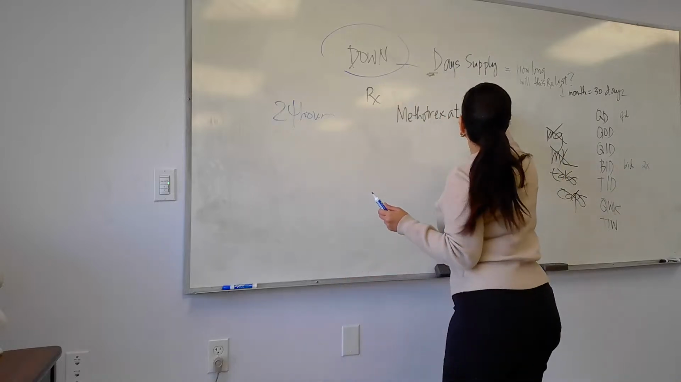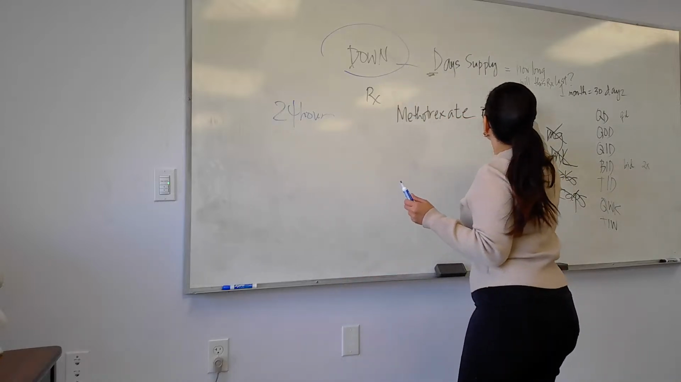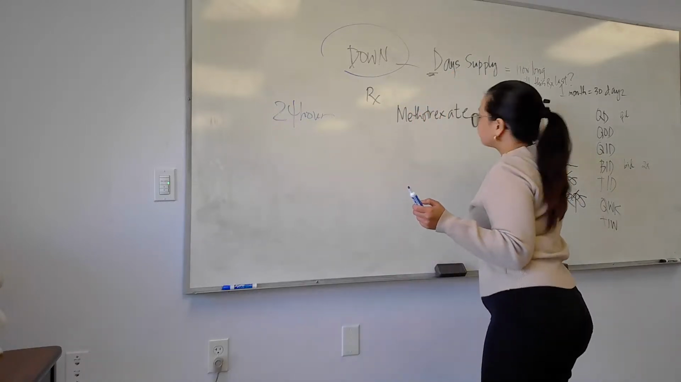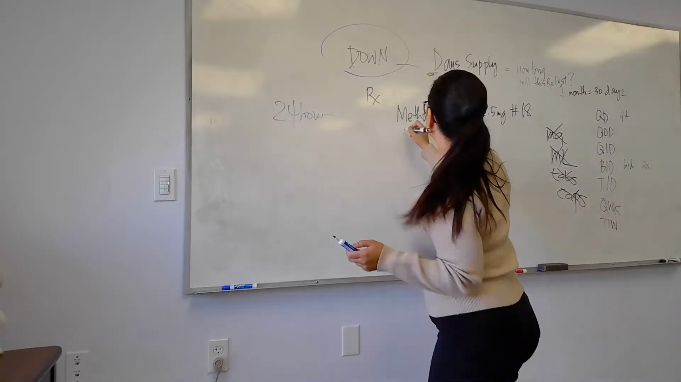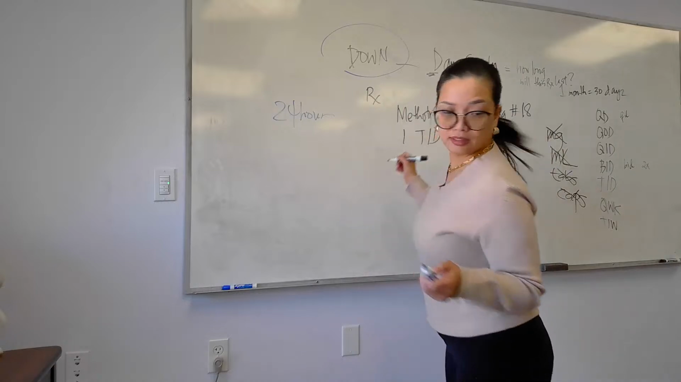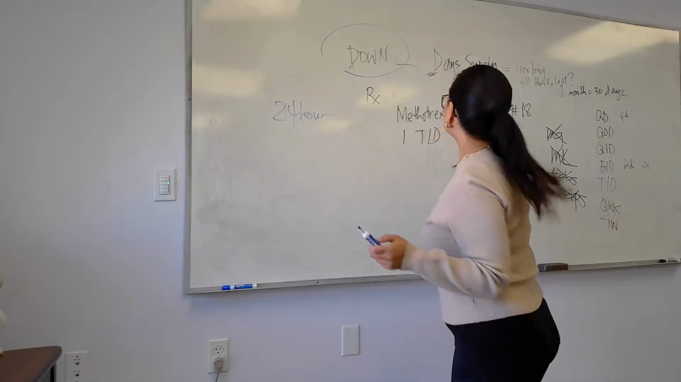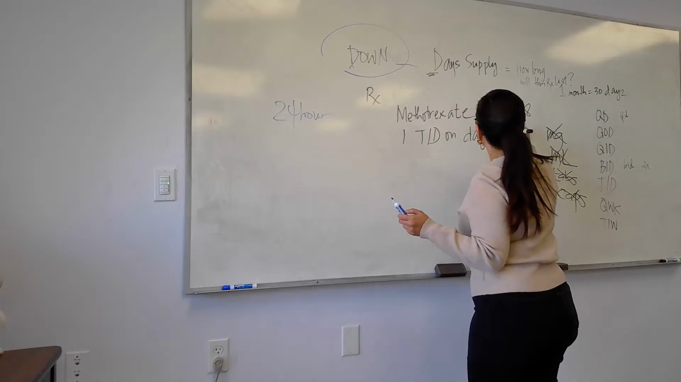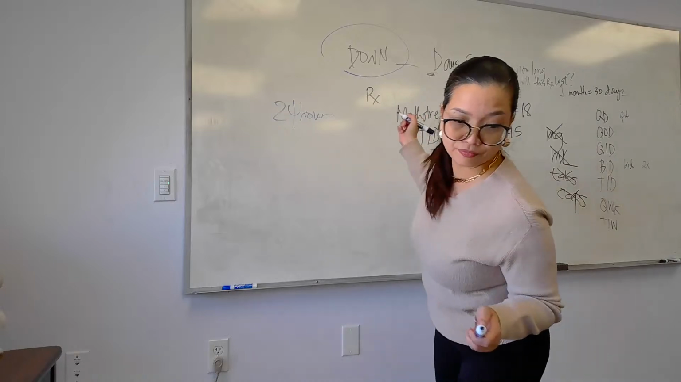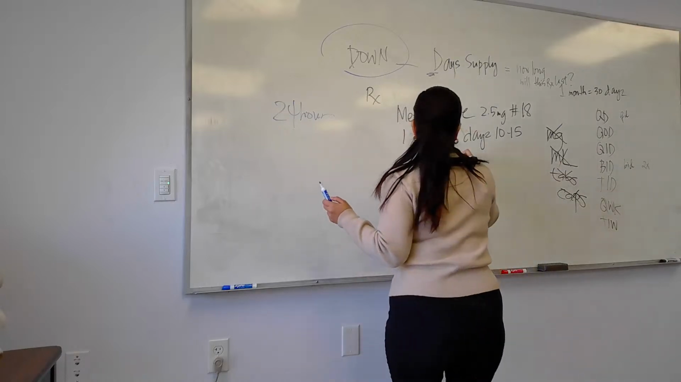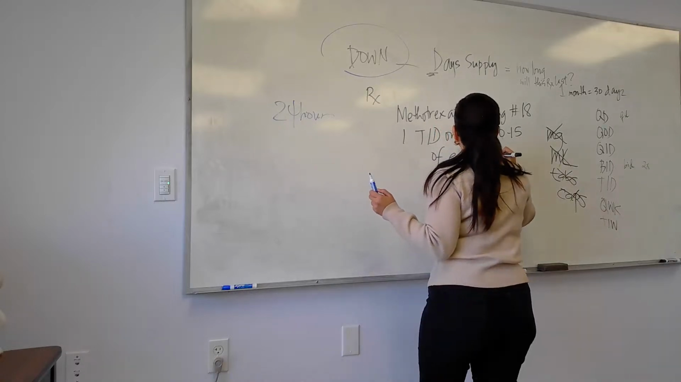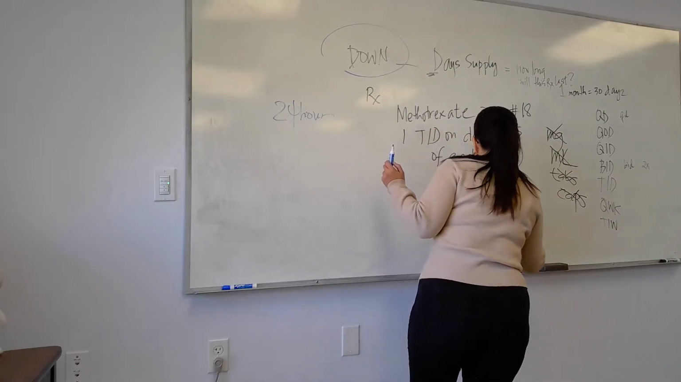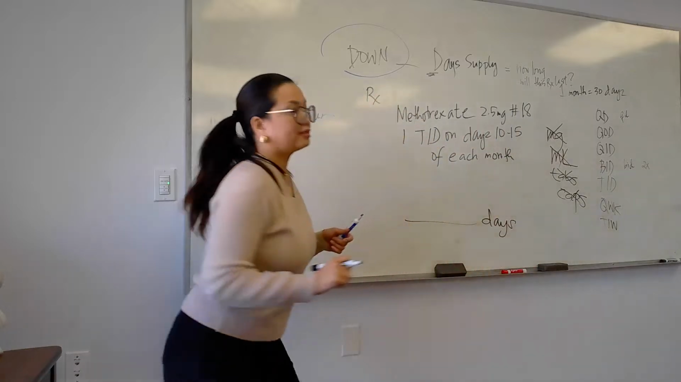Okay. 2.5 mg, dispense 18. 1 TID. On days, look at this, 10 to 15 of each month. Everybody pay attention to this because this is not a regular prescription. Your final answer will still be in days.